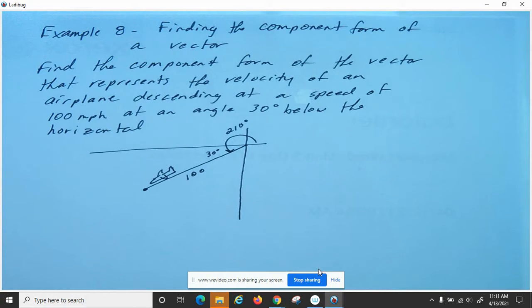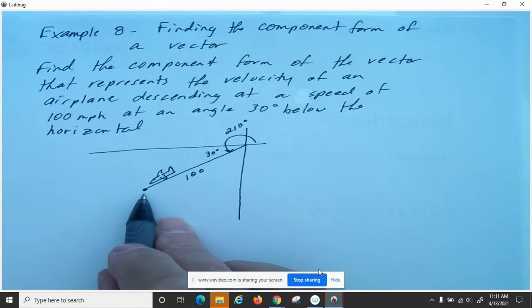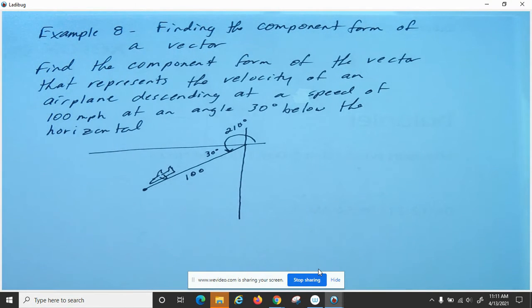That's your reference angle. All right, so what in the world am I going to do to start off with this? Now, I want component form, which means that I want to know what is the terminal point. What is the ordered pair for this terminal point?